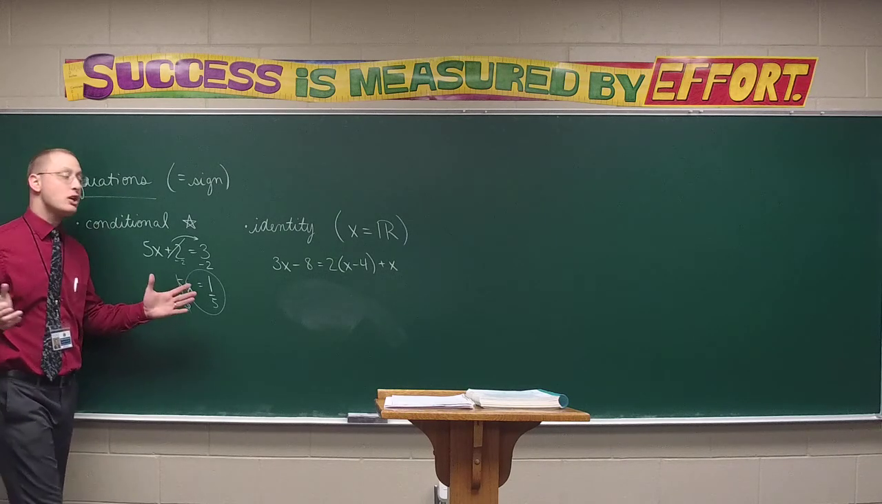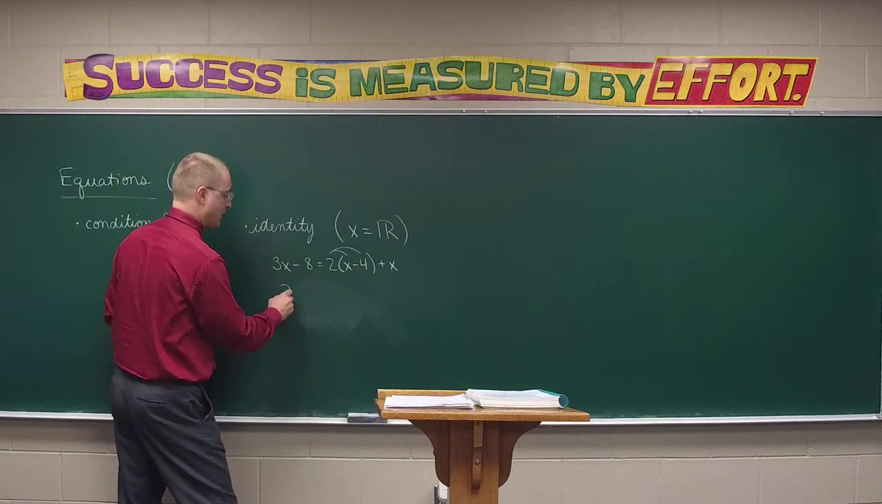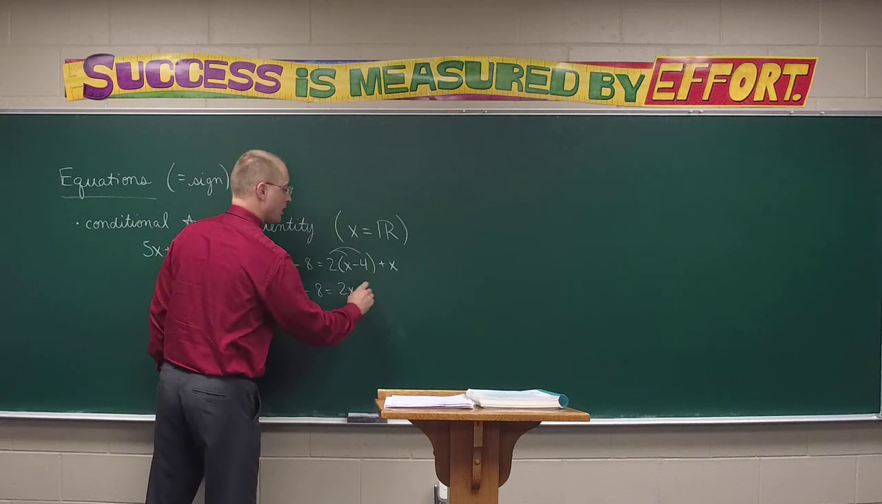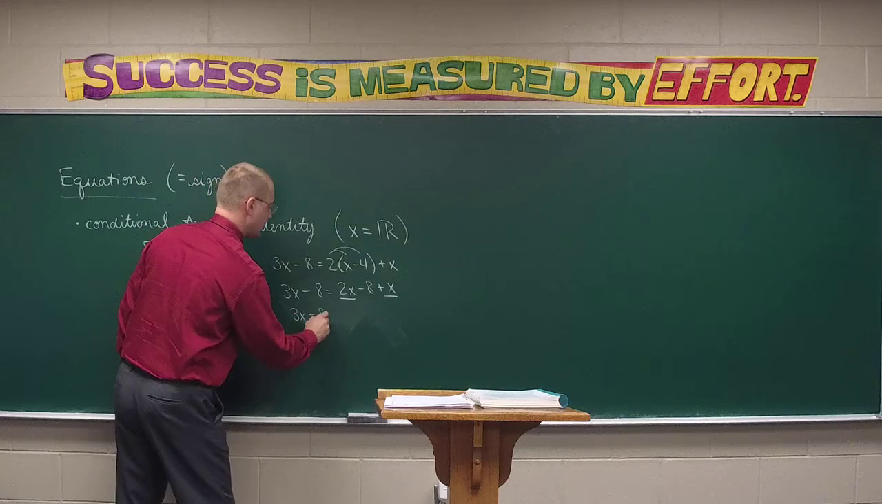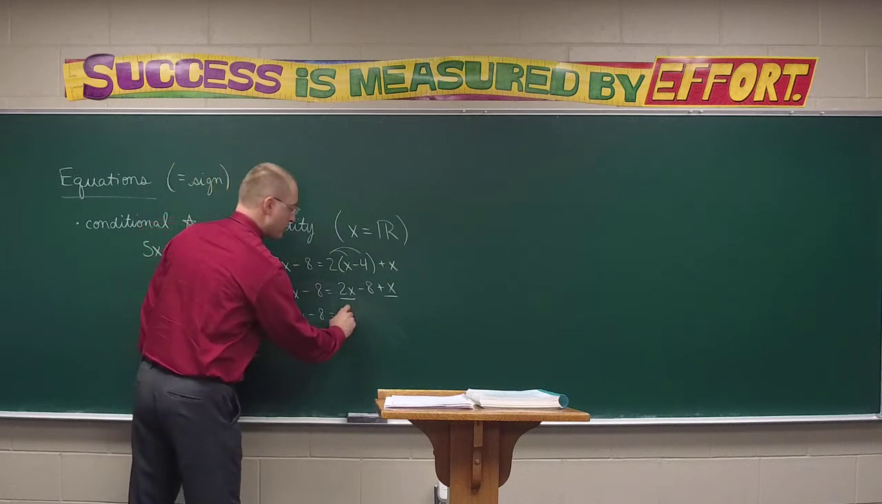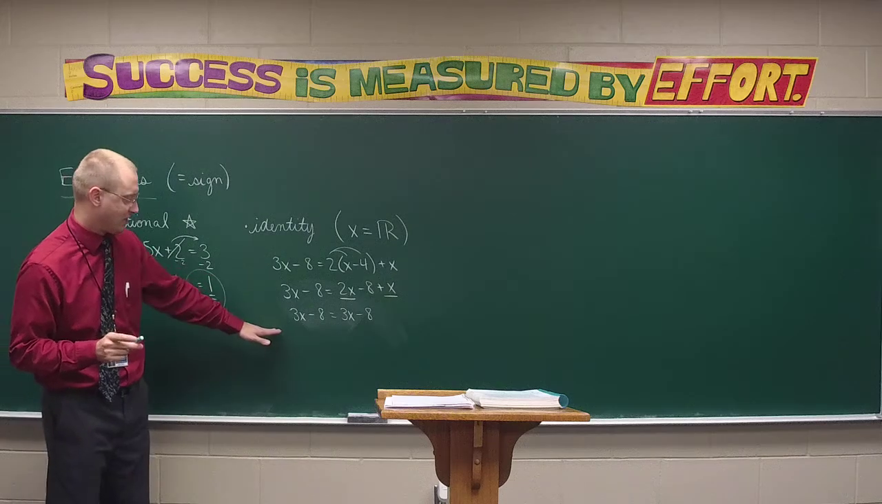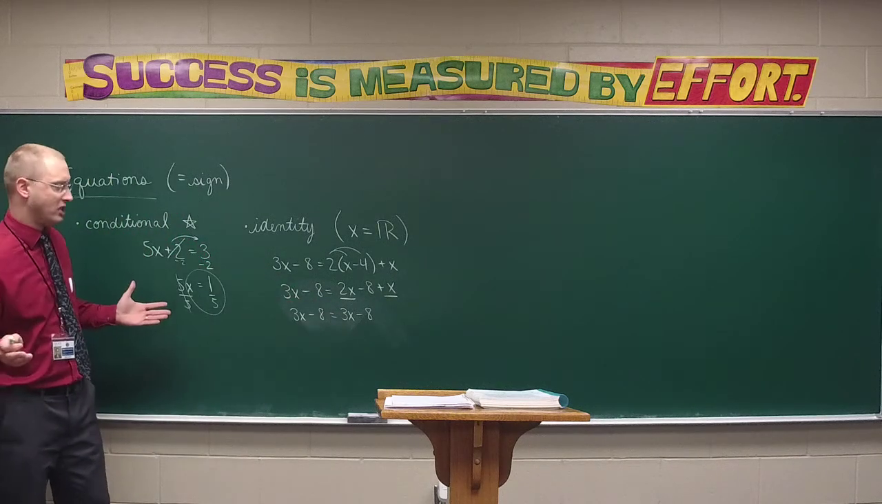Well, for solving any equation, we're going to start by distributing the 2 here to get 3x minus 8 equals 2x plus the x. Of course, we need to combine like terms here to get 3x minus 8 is equal to 3x minus 8. Well, question. When would 3x minus 8 equal 3x minus 8? Always. Under what condition is it true? It's always true.